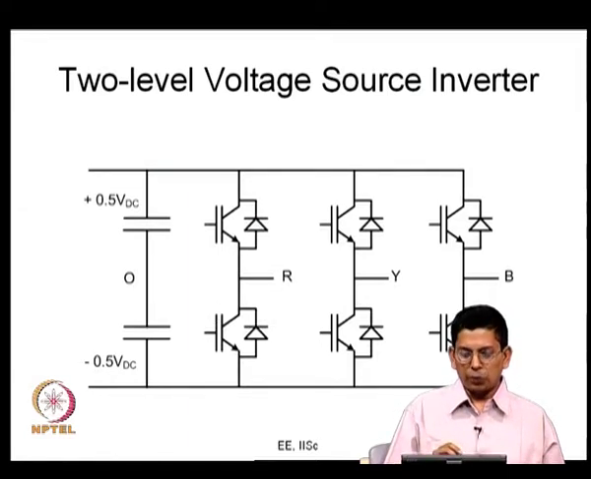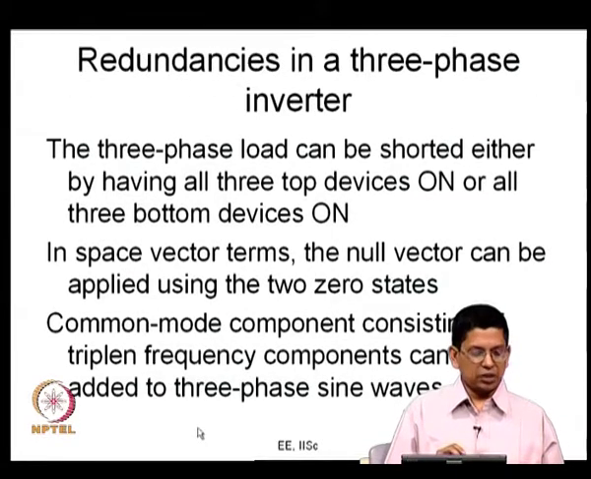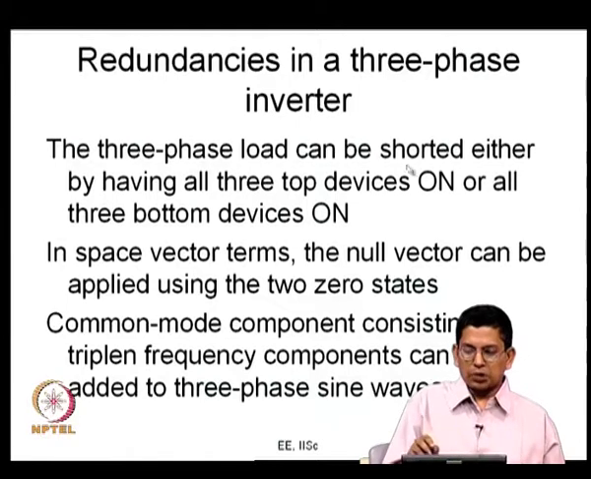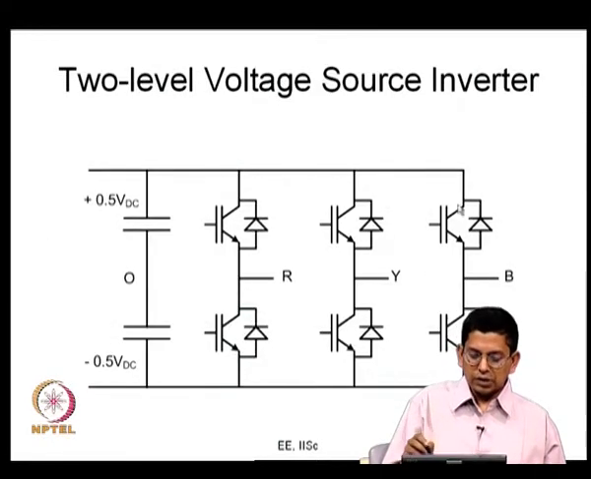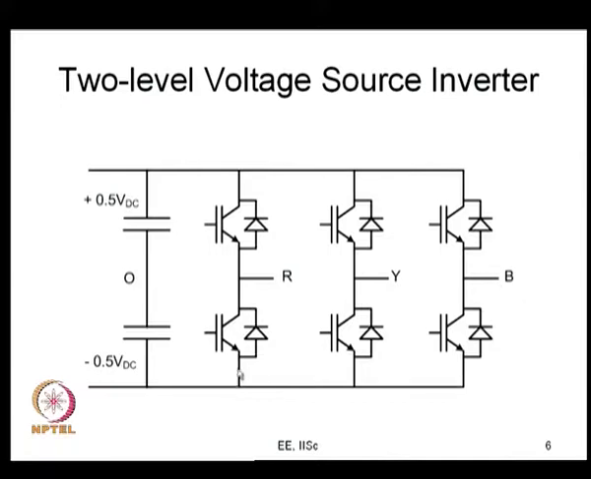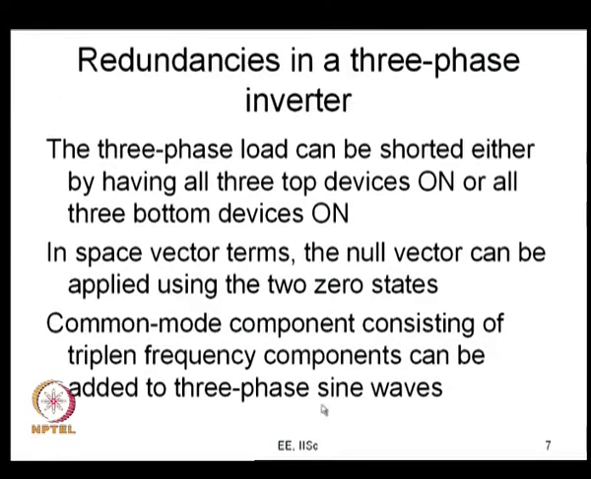As we have mentioned before, there are certain redundancies which are available in this voltage source inverter. What is that redundancy? A 3 phase load can be shorted either by having all 3 top devices on or all the bottom devices on. If you look here, let us say all the top devices are on, it shorts R, Y and B, that load is getting shorted. Or all the bottom devices can be on with the top devices being off. Once again R, Y and B are shorted. Thus, the load can be shorted in 2 different ways, either by having all the top devices on or all the bottom devices on.